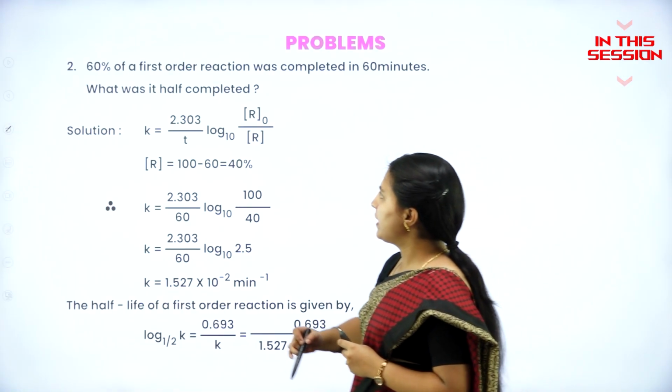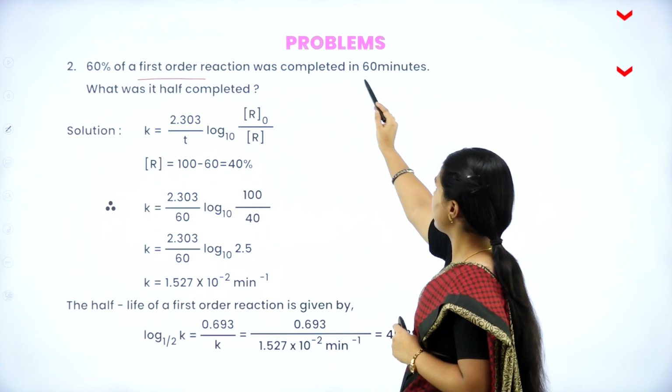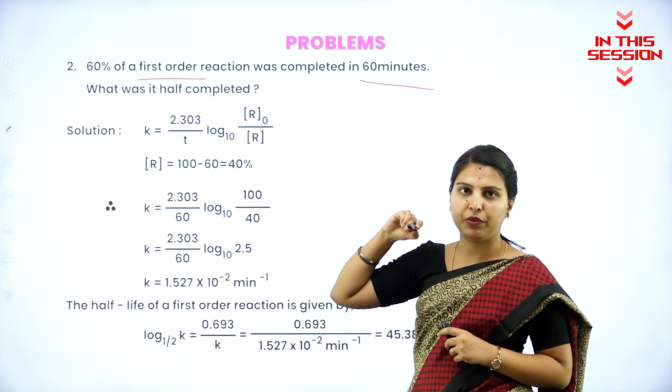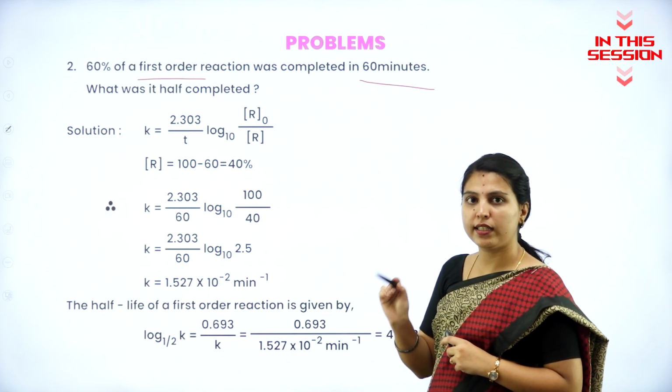Next problem, 60% of a first order reaction was completed in 60 minutes. What was the half life? This is also a first order reaction, but we have to consider the half-life time.